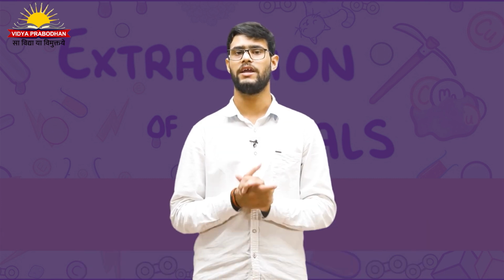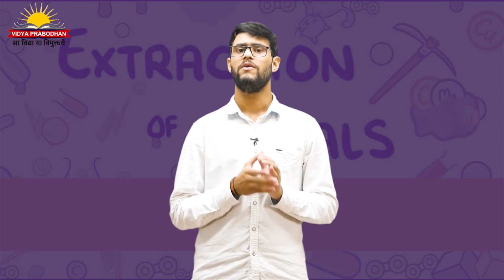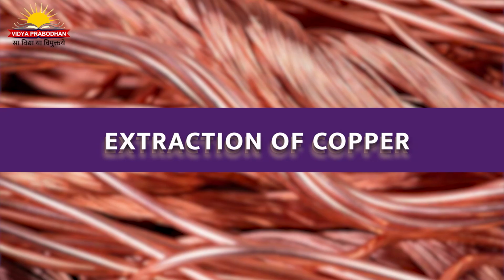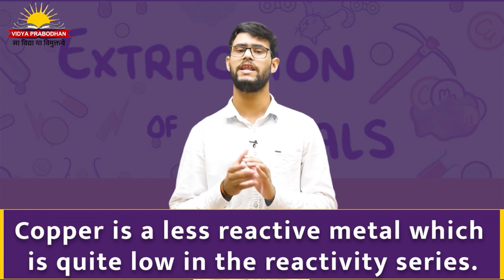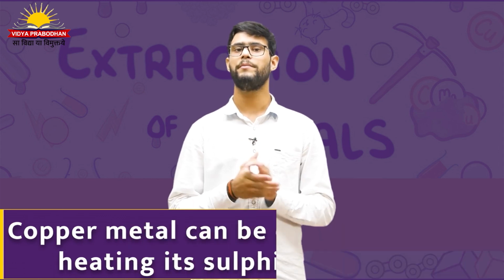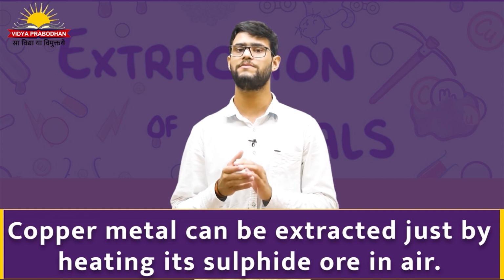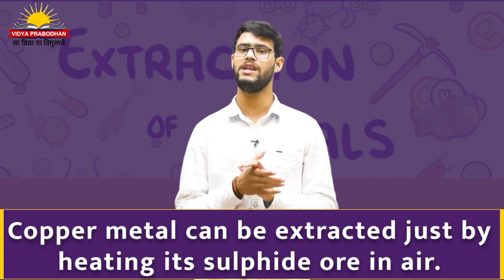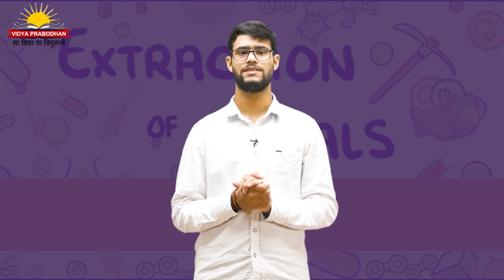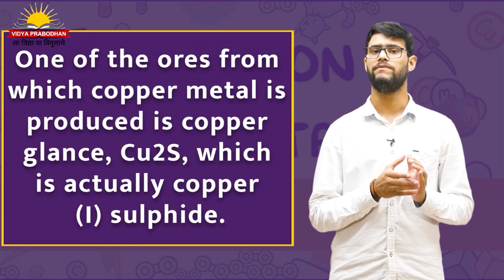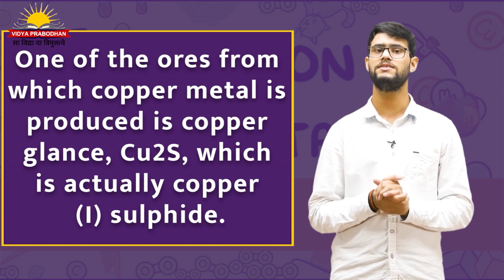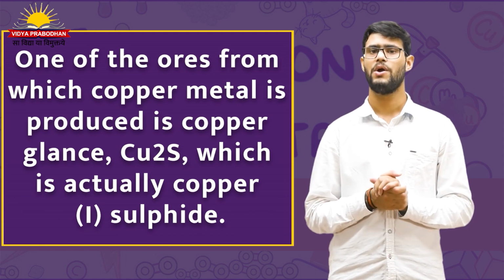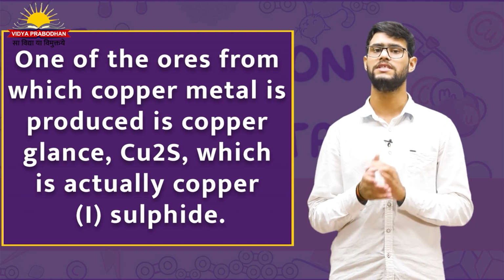Please note that mercury 2 sulfide is also called mercuric sulfide and mercury 2 oxide is also known as mercuric oxide. Second, now we will see the extraction of copper. Copper is a less reactive metal which is quite low in the reactivity series. Copper metal can be extracted just by heating its sulfide ore in air. This happens as one of the ores from which copper metal is produced is copper glance, that is Cu2S, which is actually copper 1 sulfide.